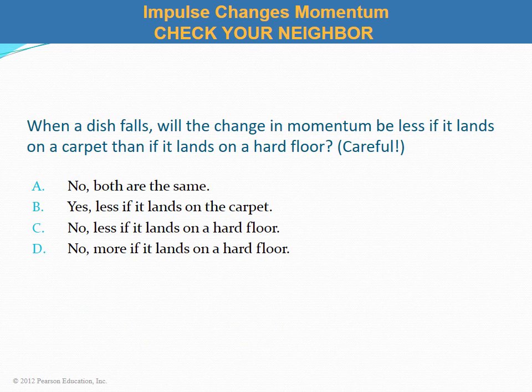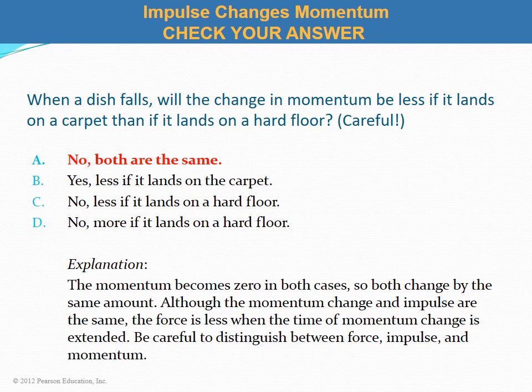When a dish falls, will the change in momentum be less if it lands on a carpet than if it lands on a hard floor? Careful here. A, no, both are the same. B, yes, less if it lands on the carpet. C, no, less if it lands on a hard floor. D, no, more if it lands on a hard floor. Answer is A. Both are the same. The momentum becomes zero in both cases, so both change by the same amount. Although the momentum change and the impulse are the same, the force is less when the time of momentum change is extended. Be careful to distinguish between force, impulse, and momentum.